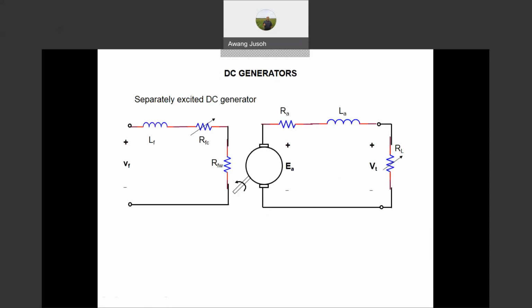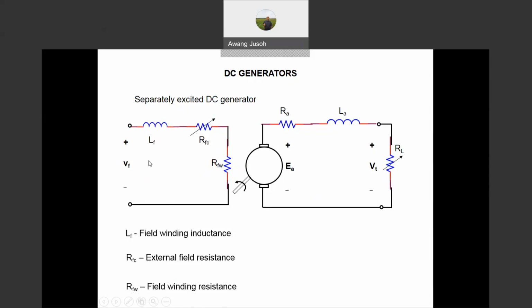Okay, we now go to the separately excited machine. We want to know the basic circuit. So this is the basic circuit for the separately excited machine. Here we have LF, RFC, RFW. LF stands for the field winding inductance. When you have an inductance coil, then you have LF. RFC represents the external field resistance used to control the flux there. And RFW represents the field winding resistance, because when we have a coil, we have resistance. RFW is fixed, constant. But RFC is adjustable, because we want to change the current, and changing the current changes the flux in the field side.